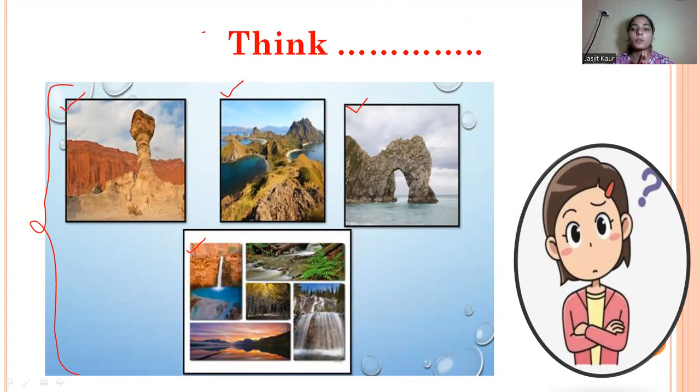So what do you think? How are these landforms being formed? What is the process behind these landforms, that we have different kinds of landforms, or variation in these landforms? What are the reasons behind this? Yes, one can be natural processes like wind, water, or ice movement. Yes, because of these three natural processes.